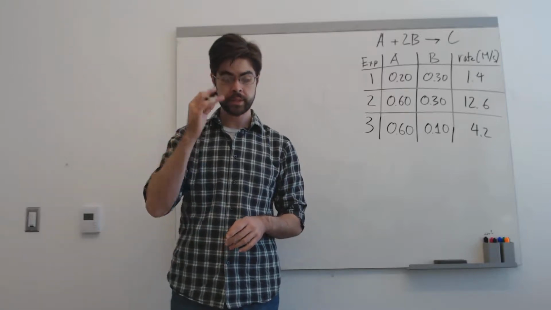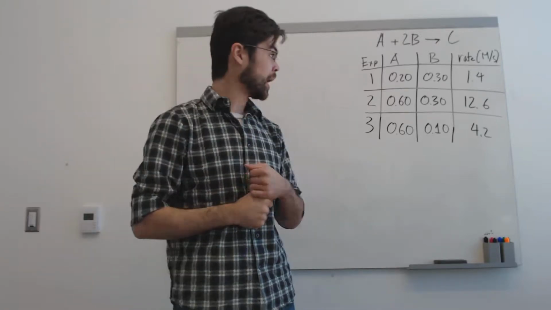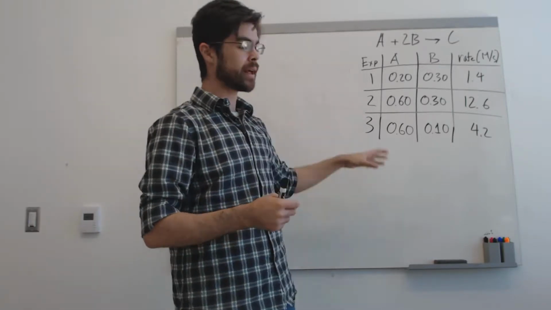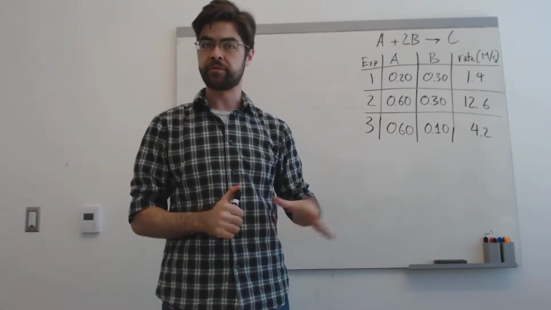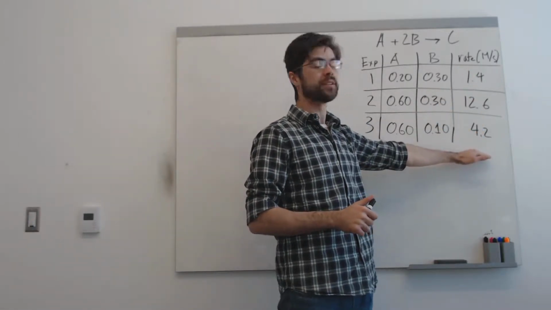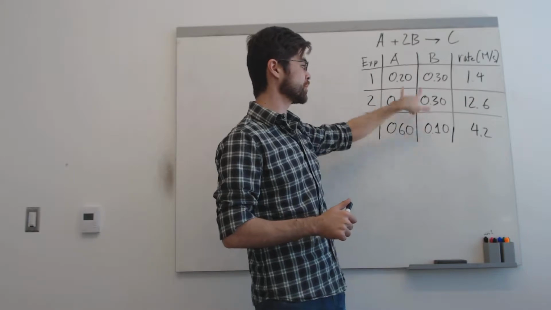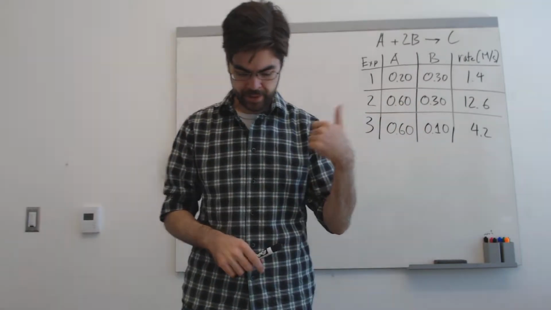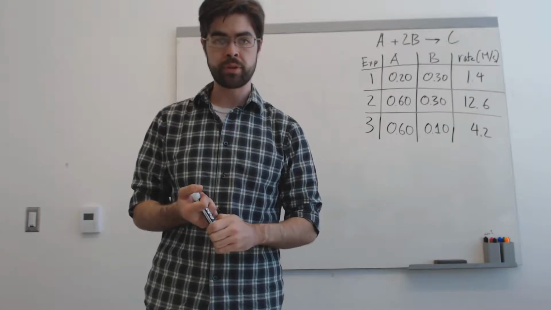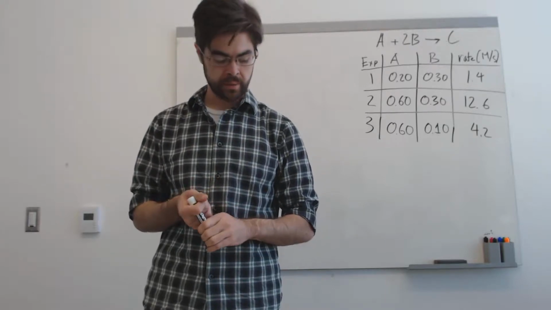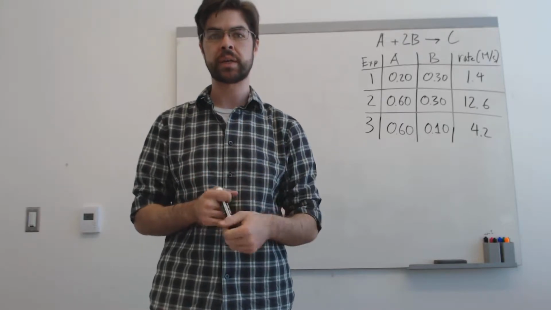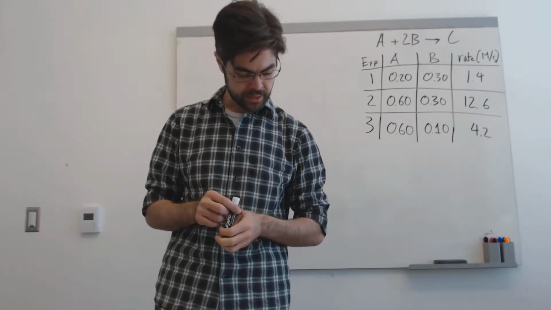Hi everyone. This is a video about how you apply the method of initial rates given a set of data from various experiments where you have the initial rate of the reaction and different concentrations. How do you analyze that and get the rate law? I'm going to work through the math in a little more mathematical detail to explain the logic of the method of initial rates.